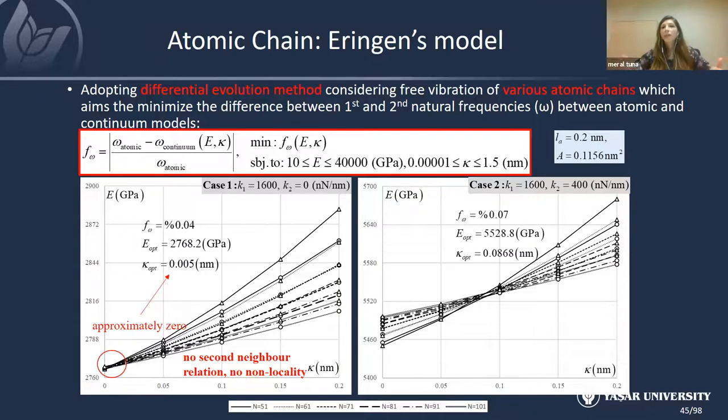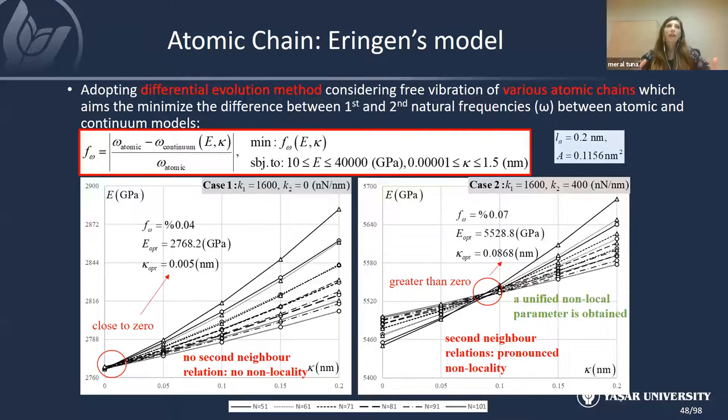In the second case, we include the second neighbor relations. And as you can see here, there are two intersection points for two different frequency values. And at both of these intersection points, the value of the non-local parameter is greater than zero, which means that when there are second neighbor relations, there is long-range interaction, so there is non-locality, which requires the use of non-local theories. Of course, in an ideal world, we expect to obtain one intersection point that satisfies both natural frequencies. But we believe this is also sufficiently close. So we can consider that we obtain a unified non-local parameter.